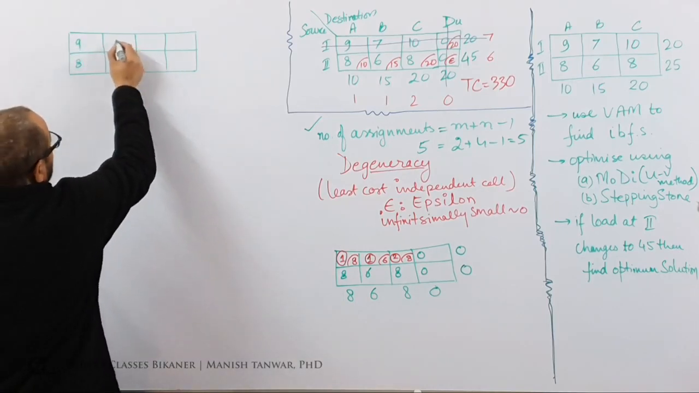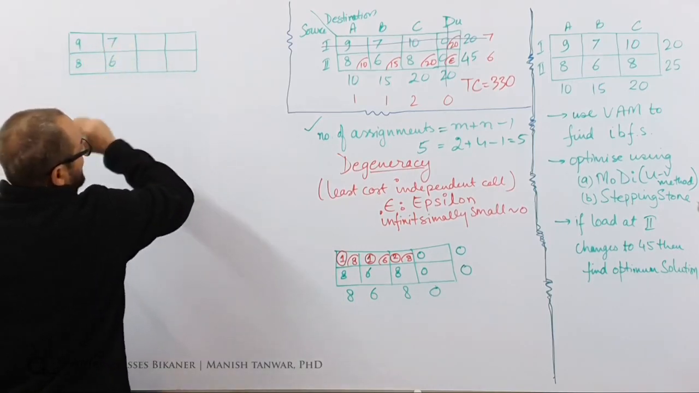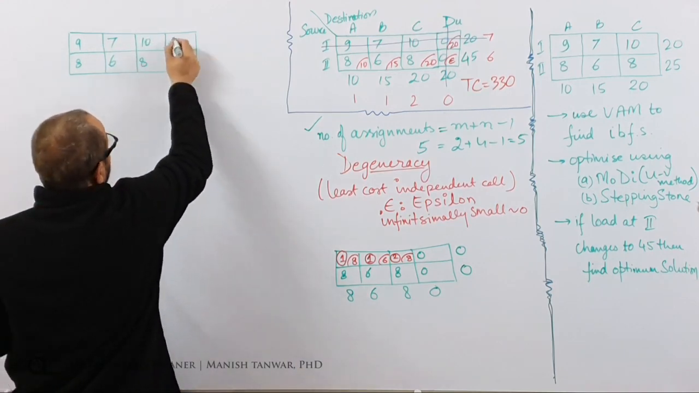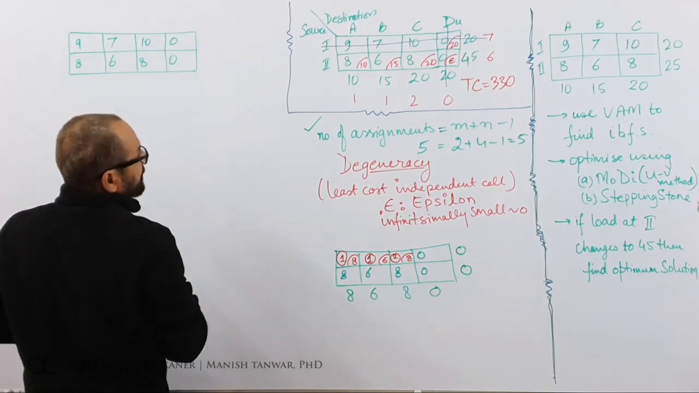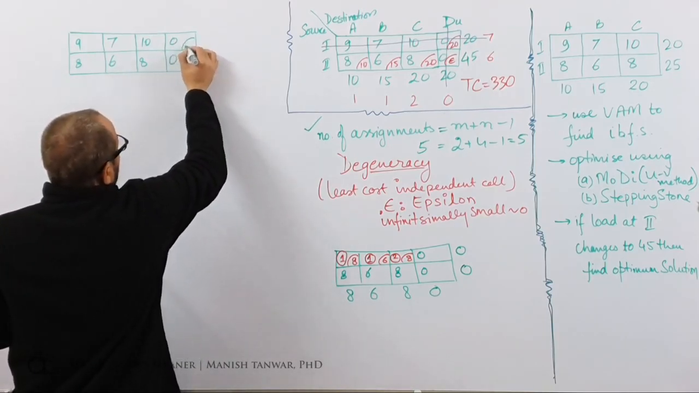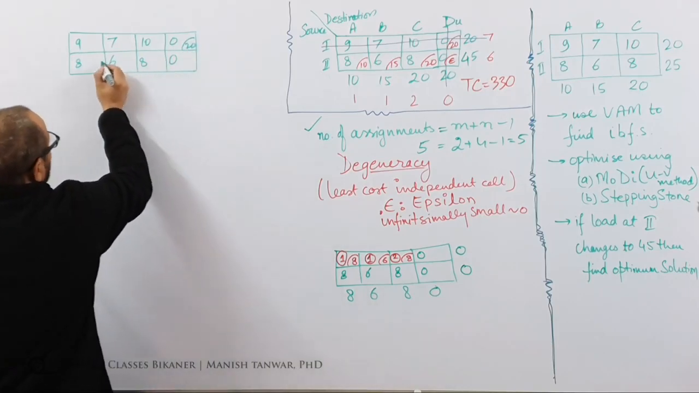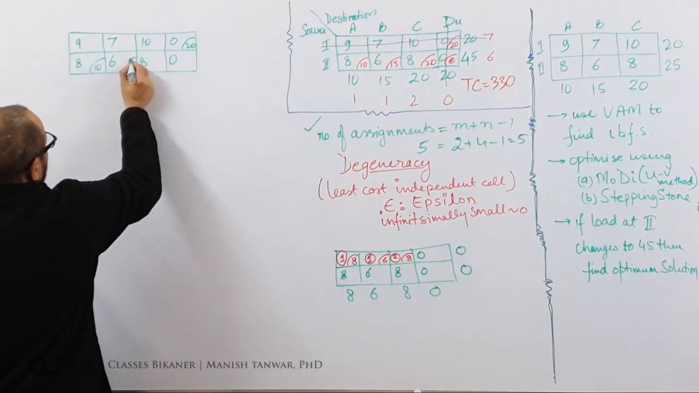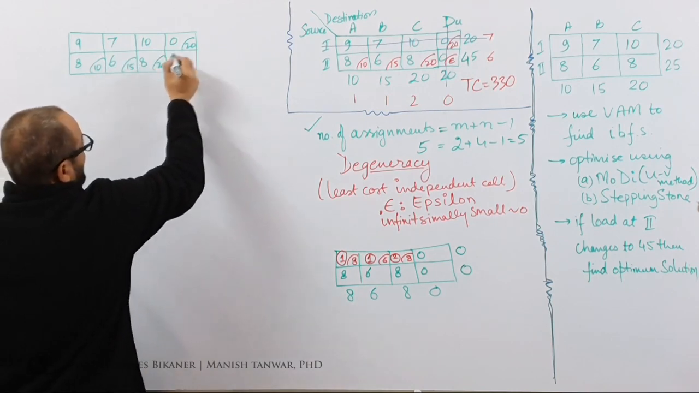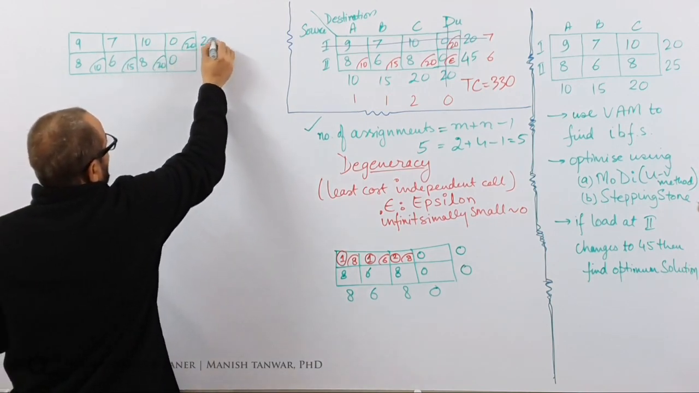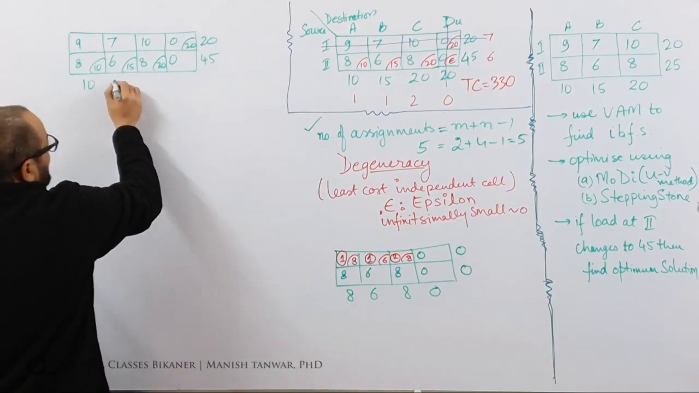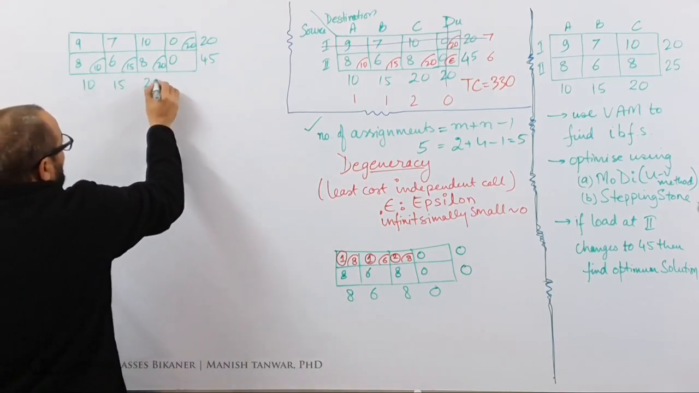9, 8, 7, 6, 10, 8, 0 and 0. Then there is 20, 10, 15, 20. Then there is a 20, 45, 10, 15, 20.